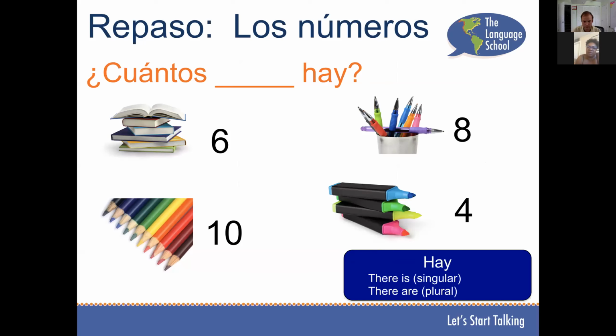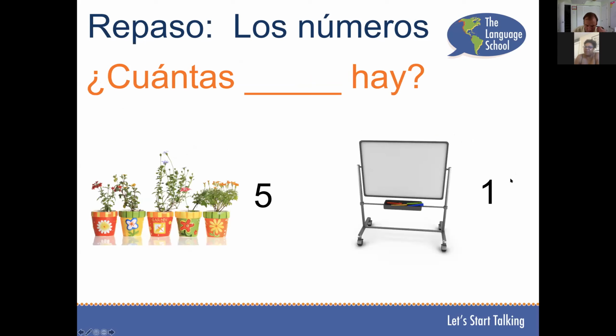Hay 6 libros. ¿Cuántos bolígrafos hay? Hay 8 bolígrafos. ¿Cuántos lápices hay? Hay 10 lápices. ¿Y cuántos marcadores hay? Hay 4 marcadores. ¿Cuántas plantas hay? Hay 5 plantas. ¿Y cuántas pizarras hay? Hay 1 pizarra. Una. Because pizarra is feminine, yeah. You're right.